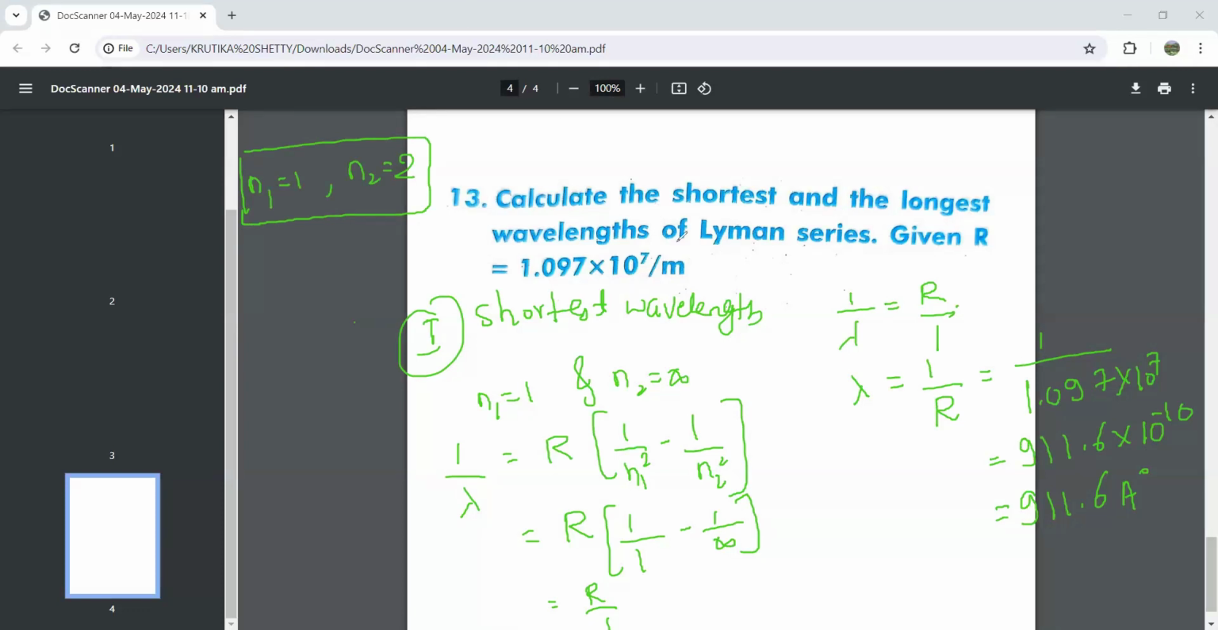So in one question we have both calculations. Hope you now have a clear idea of when to use n2 is equal to infinity and when to use n2 is equal to 2. If instead of Lyman series they give any other series, like Balmer, Paschen, Pfund, it will be different. Copy down the shortest wavelength, and we can go for the longest next. Otherwise, try yourself and tell the answer in the chat box.